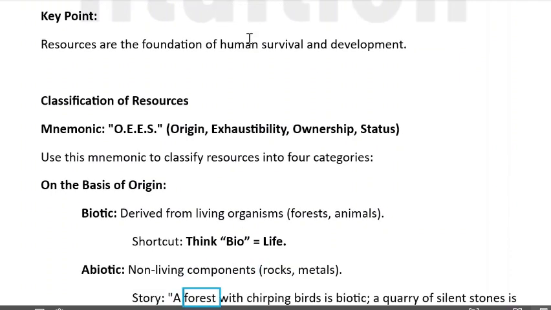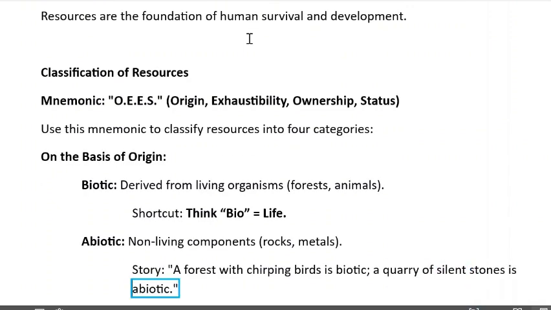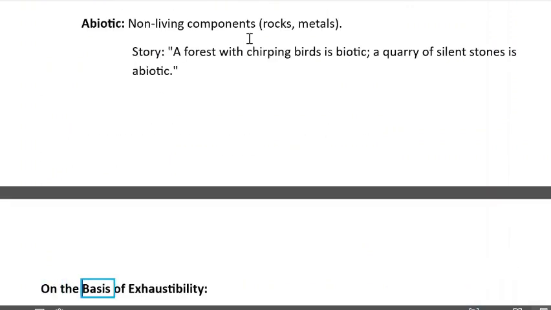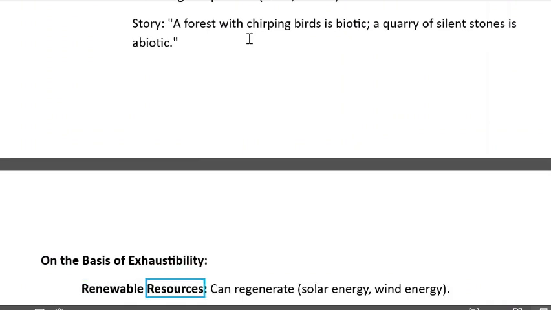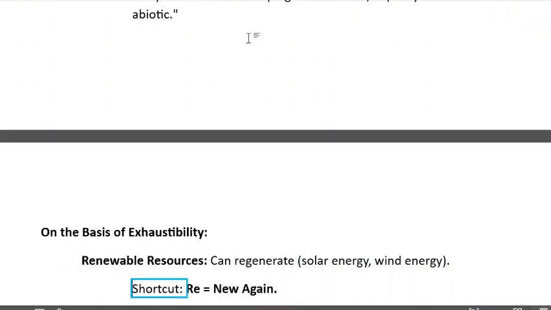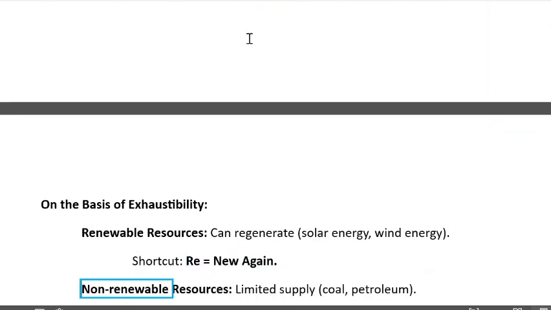Story. A forest with chirping birds is biotic. A quarry of silent stones is abiotic. On the basis of exhaustibility, renewable resources can regenerate: solar energy, wind energy. Shortcut. Re is equal to new again. Non-renewable resources, limited supply, coal, petroleum.